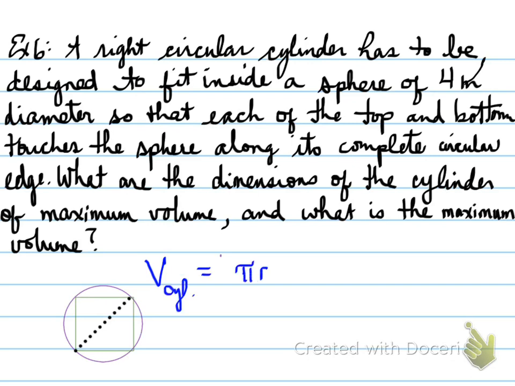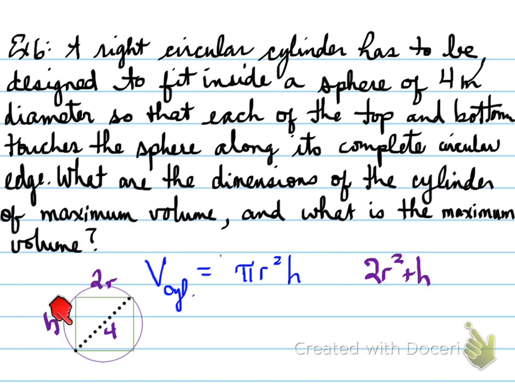Well, the volume of a cylinder is pi r squared h. Because it's a cylinder, there's a circle at the top, and what you do is you take the area of a circle and multiply it by the stretch, and that's how you calculate the volume of a cylinder. Now, let's look at how I was able to develop this.